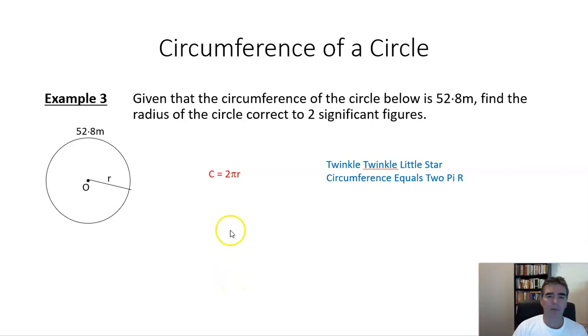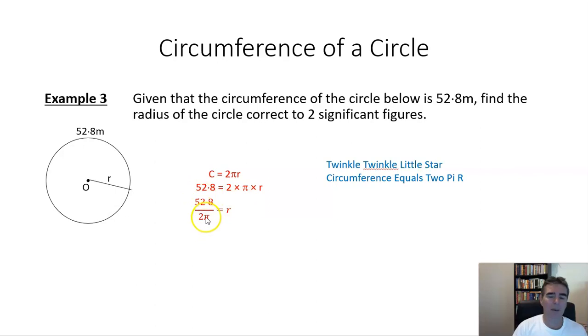Well, this time we know that the circumference here is actually 52.8. So let's put that in. And I'm putting my times signs in there just to make it a little bit easier. So I'm trying to find out what r is. So the opposite of timesing by 2 pi is dividing, so let's divide both sides by 2 pi. They eliminate from the right hand side, and on the left hand side we've just got 52.8 divided by 2 pi.